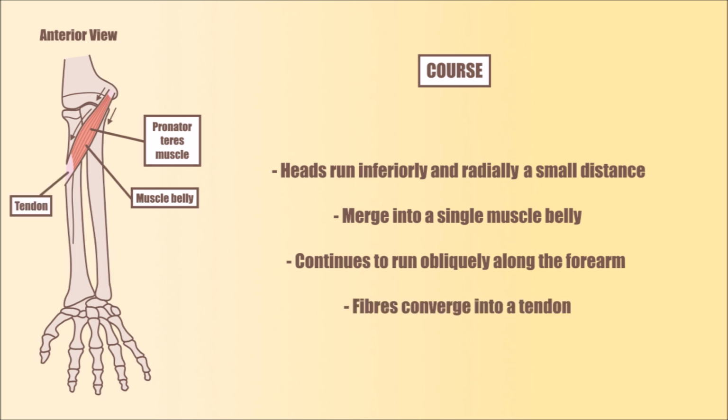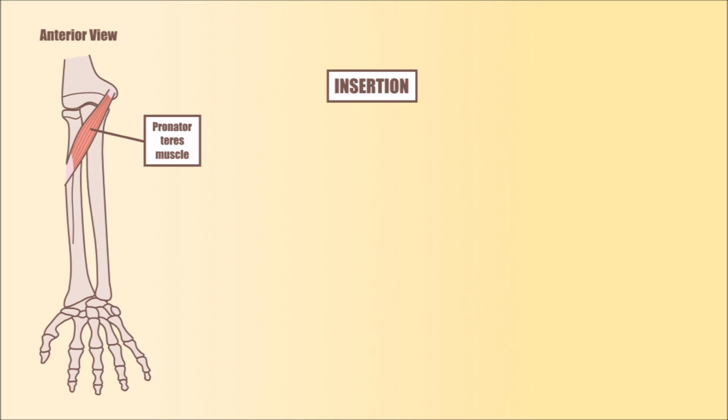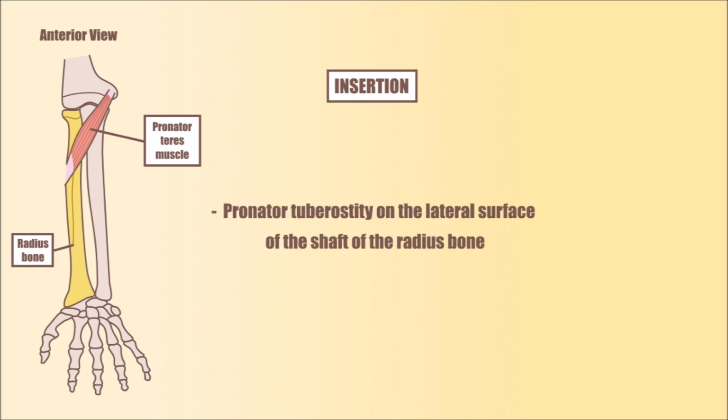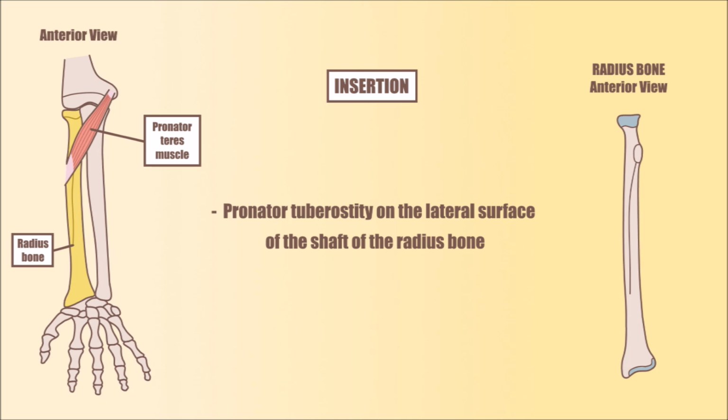Where does this muscle insert onto? The tendon of this muscle inserts onto the radius bone, specifically onto the rough area known as the pronator tuberosity on the lateral surface on the middle region of the shaft of this bone. If we take a closer look at the anterior view of the right radius bone, we can see highlighted in red the insertion point of this muscle.